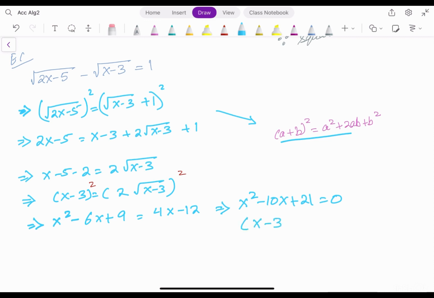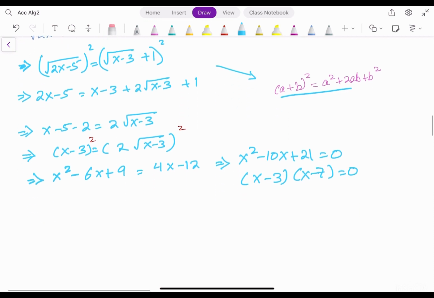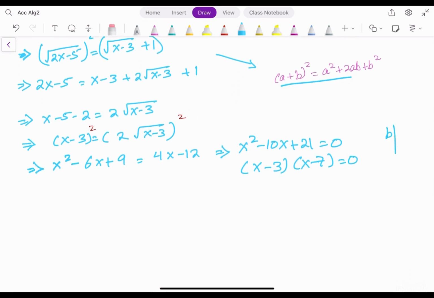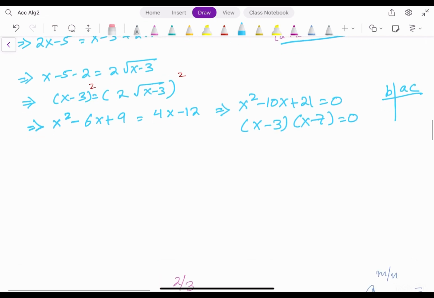And we can factor the quadratic using our b and ac form. So you will get x minus 3, x minus 7 using the b and ac form that we have discussed in the quadratic equations. So we have x is equal to 3 and x is equal to 7 as two answers. But remember, you need to check for any extraneous solutions by plugging it in the original equation. Not in the factored form, but the original equation.